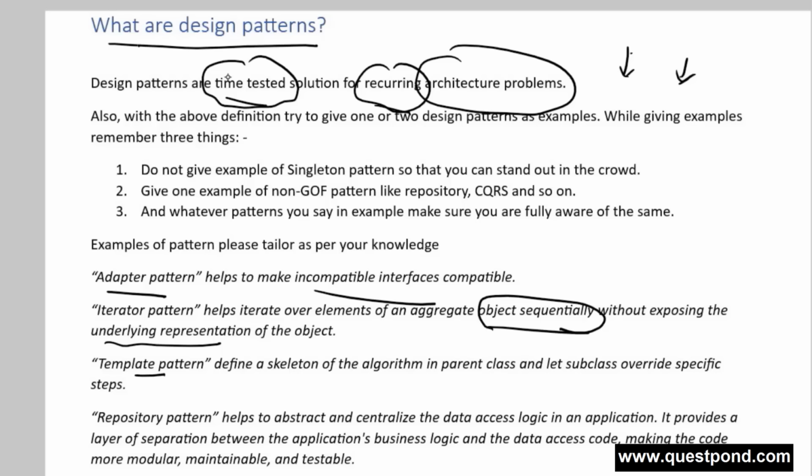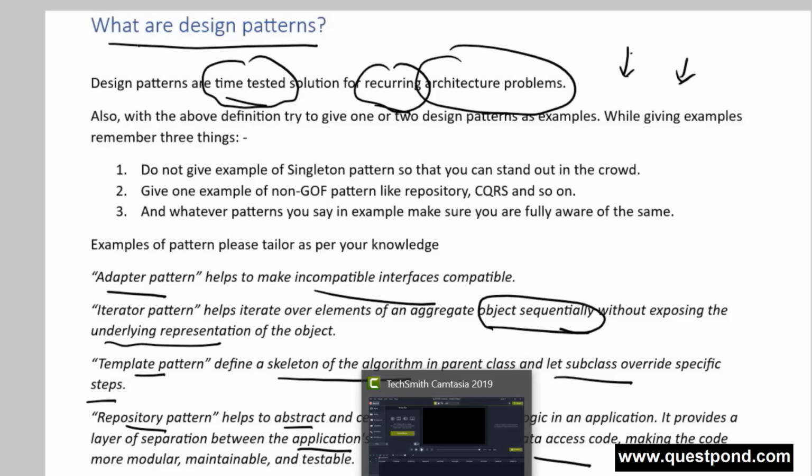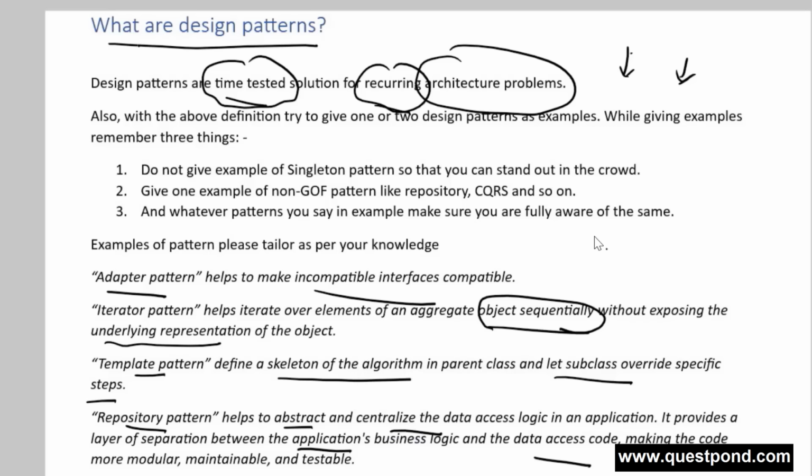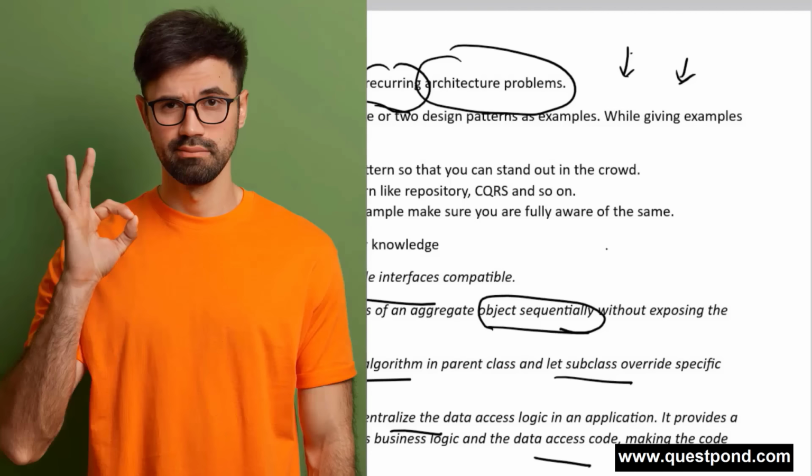Template pattern, so you have a problem where you have a fixed skeleton of algorithm in a parent class, and you want that for specific steps the subclass should override it. Template pattern. Repository pattern, it provides a separation between the application logic and data access code, right? So it helps you to abstract and centralize the data access logic in an application, and by doing so you can make the code more modular, more maintainable and testable, right? So make sure that when you are answering this question, qualify it with some examples, right?